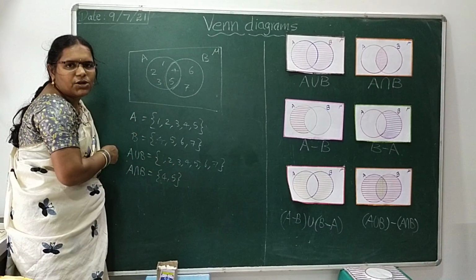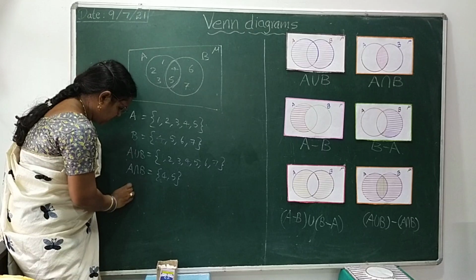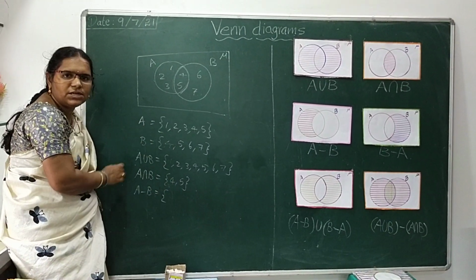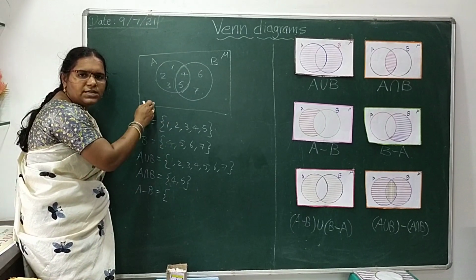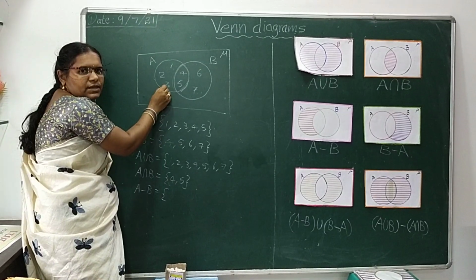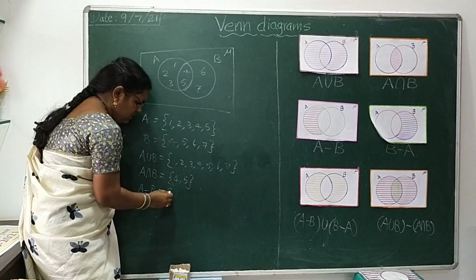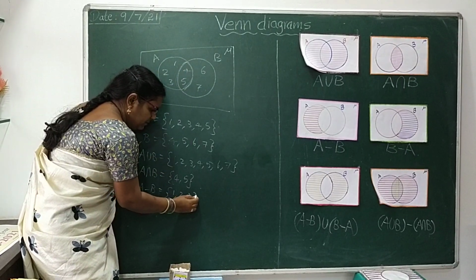Diagrammatically and in roster form, we are writing. Next is A minus B. A minus B means what? A but not B. Which part? First part. Then what are the elements in the first part? 1, 2, 3.